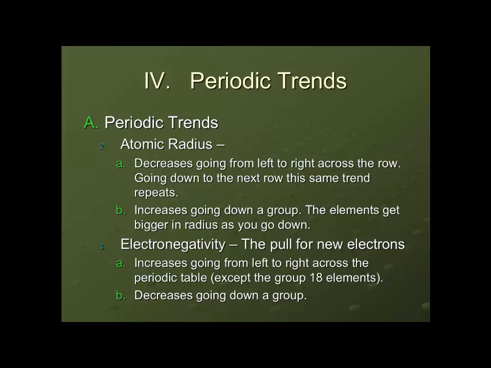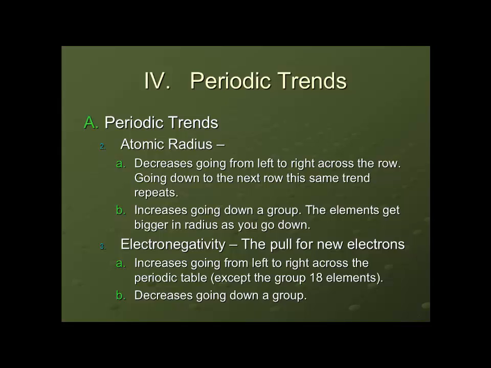But as we go to the next period or the next row in the periodic table, that trend repeats, but the starting radius is larger and the ending one is also larger. So as you go down a group or column, the radius is going to get bigger.